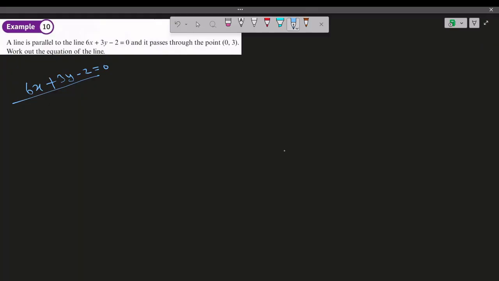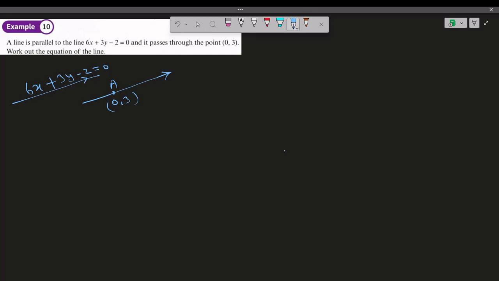Let us rearrange it in y equals mx plus c form. The line is parallel to this. There is some other line which is parallel to this, and it passes through a point, let us call it A, that is 0 comma 3. These two lines are parallel, by the way. We have to find the equation of this blue line, the bottom blue line.